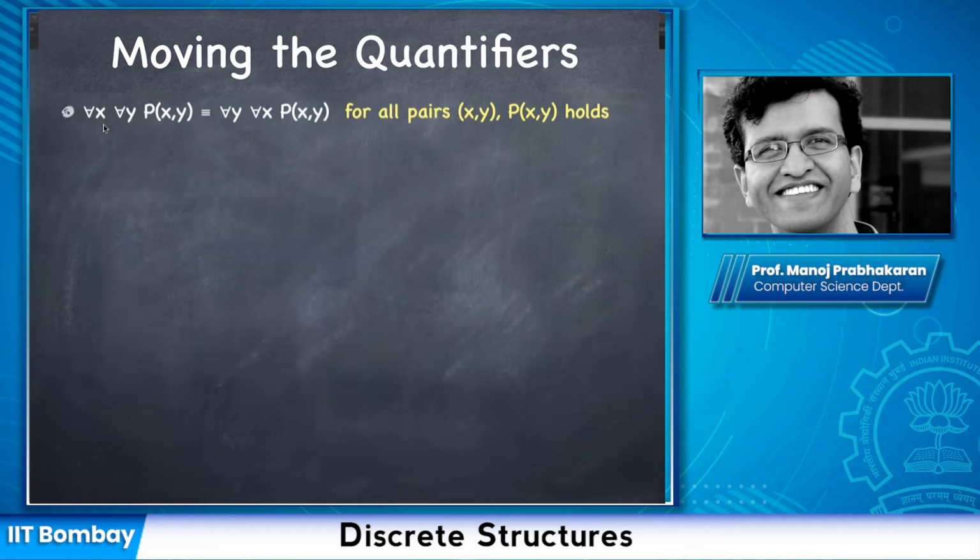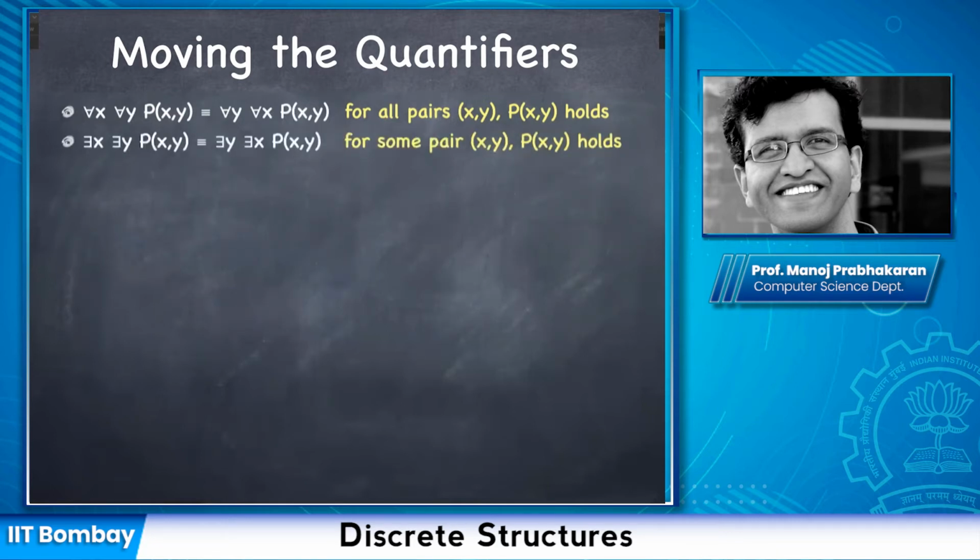Both the quantifiers here are universal quantifiers. So I have on the left, for all x, for all y, P of x y. This is just saying that if you listed all pairs x comma y, P of x y is true everywhere. So for all pairs x y, P of x y holds. And it doesn't matter if I write it as for all y, for all x, P of x y, it's saying the same thing. So here the order of quantifiers doesn't matter.